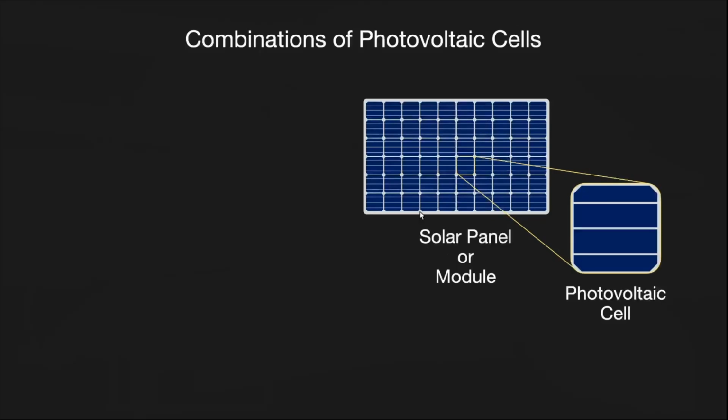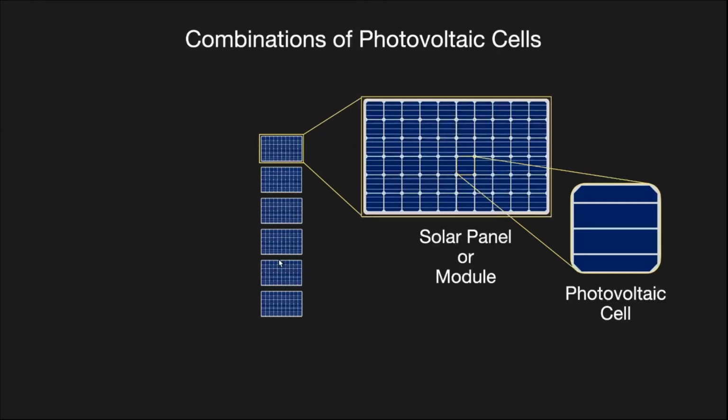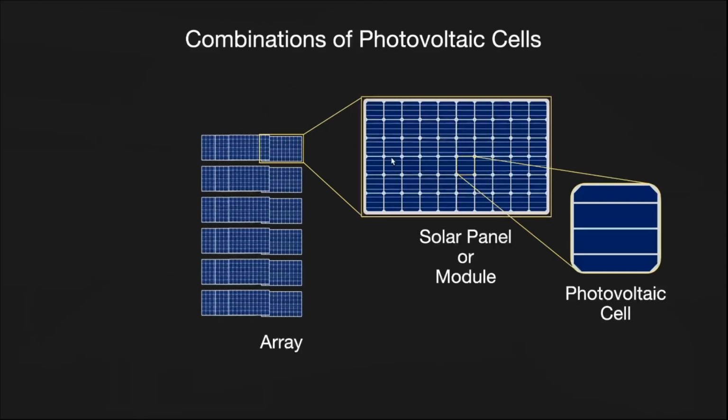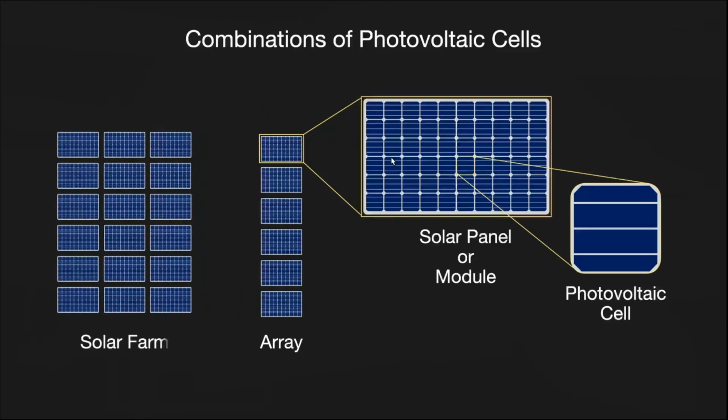Now, even a solar panel doesn't have enough power to run, say, an industry or a large home. So what we do is we take a large number of panels and connect them to each other, and that gives us what we call an array. A large number of arrays put together form a solar farm, and these solar farms, depending on the size, can produce enough electricity for an entire industry.